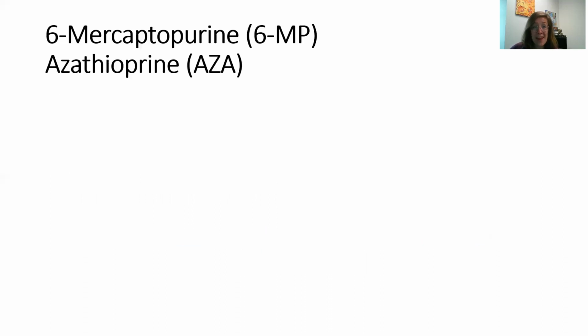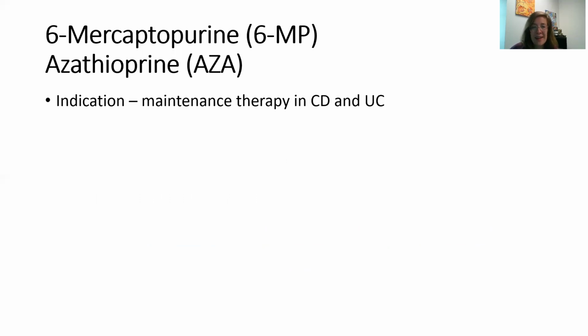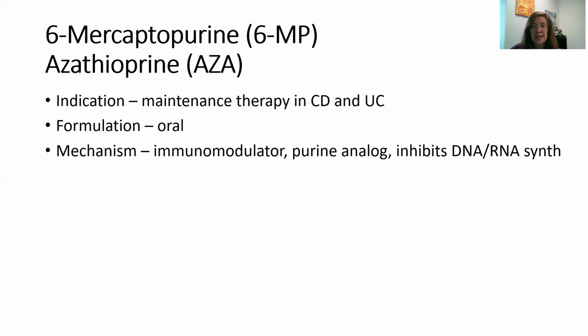Now on to our next medication, 6-mercaptopurine and azathioprine. Now these two medications are also immunomodulators, indicated for maintenance therapy only in Crohn's and ulcerative colitis. Both are oral, and they work as purine analogs. They inhibit DNA and RNA synthesis, again, preventing those overactive white blood cells from doing their damage in the bowel.